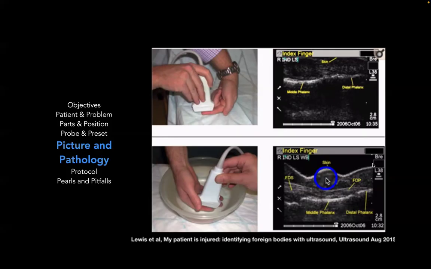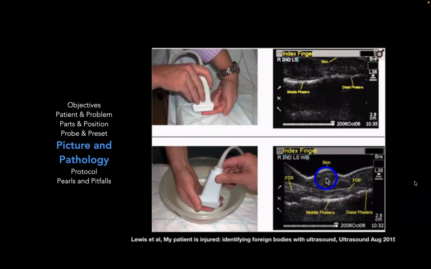And this will be what it looks like. You'll see the water that's here in between the skin of the finger and the top of the probe. And then you can see the small structures of the skin quite nicely.